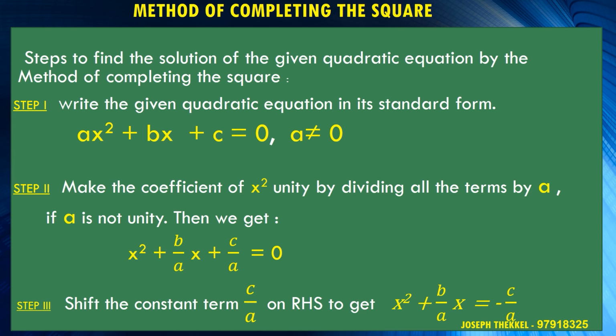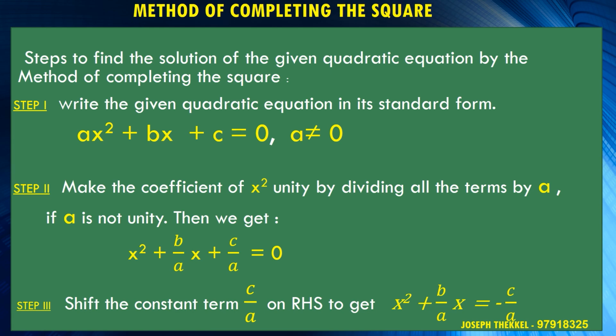Method of completing the square. Steps to find the solution of the given quadratic equation by the method of completing the square. Step 1. Write the given quadratic equation in its standard form, ax² + bx + c = 0 where a ≠ 0. Step 2. Make the coefficient of x² unity by dividing all the terms by a. If a is not unity, then we get x² + (b/a)x + c/a = 0.